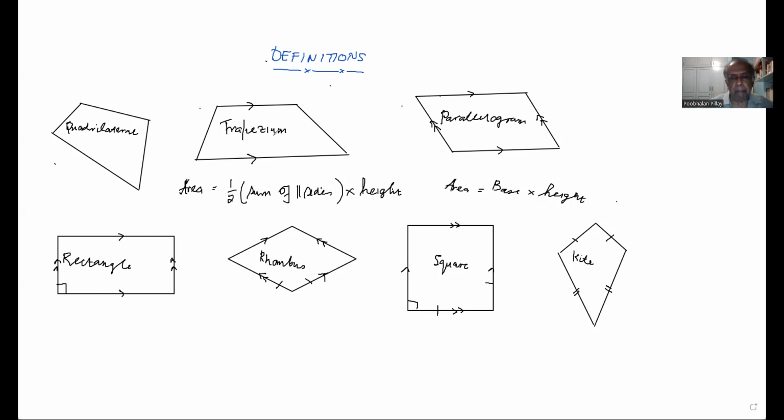And the area of a trapezium is, if you recall, half the sum of the parallel sides times the height. The height is the perpendicular height between them, right? So if you take the distance between these 2 parallel lines, that is called the height.